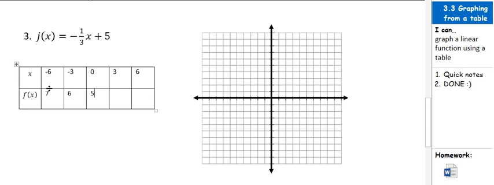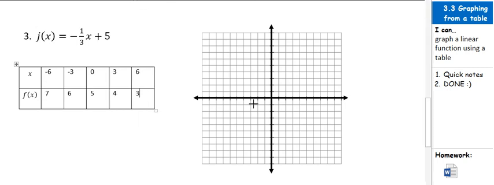And if I'm thinking right, if I've got a linear function here, 7, 6, 5 should be 4 and then 3, but let's double check. 3 times negative 1/3 is negative 1. Negative 1 plus 5 is 4. Here I've got 6 times negative 1/3, which is negative 2. Negative 2 plus 5 is 3. Now I have my points to graph.